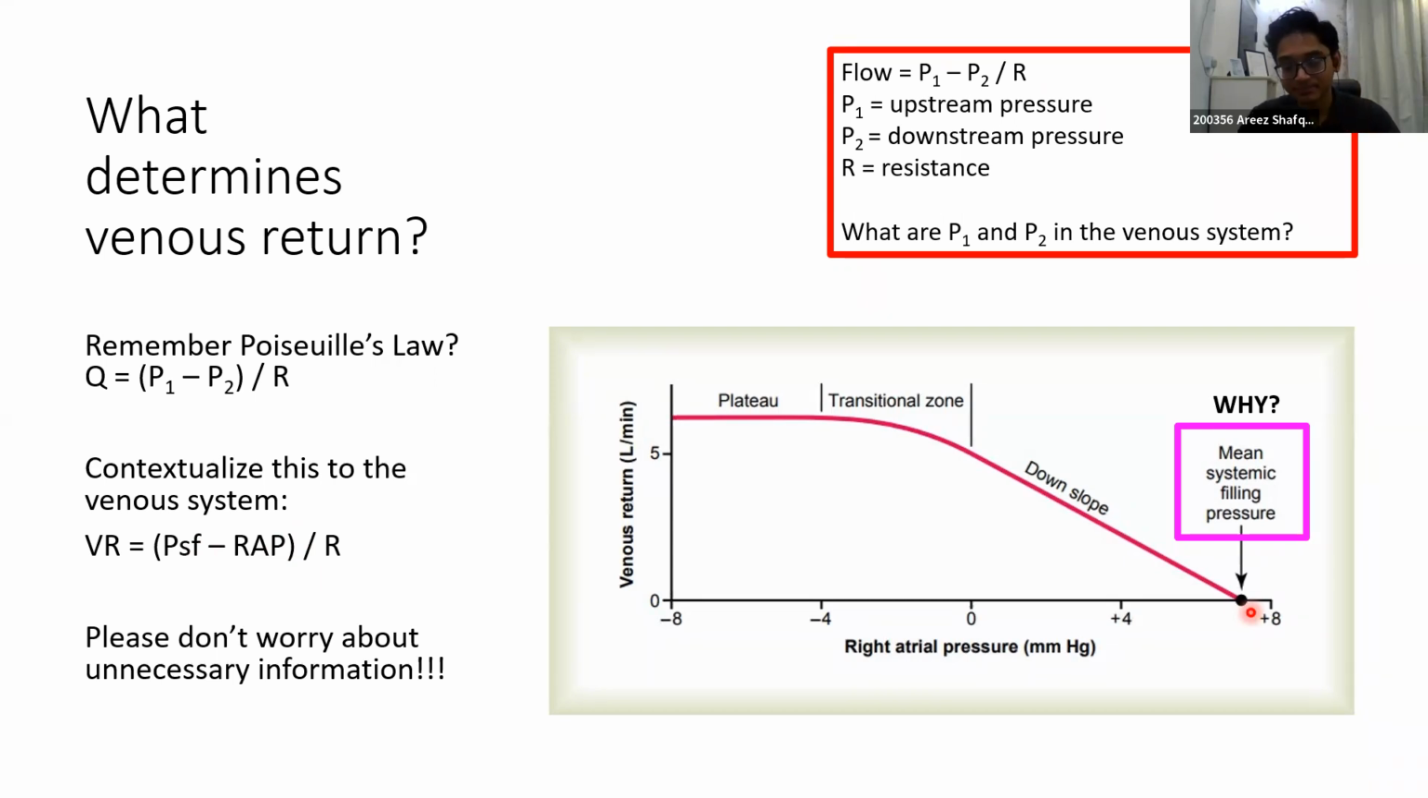Yes, okay. Good. So right atrial pressure is the same as mean systemic filling pressure. Right atrial pressure is the downstream pressure for venous return. Mean systemic filling pressure is the upstream pressure for venous return. If I increase right atrial pressure to the same value as mean systemic filling pressure, I will have no pressure gradient. If I have no pressure gradient, I have no flow. Flow in this case is venous return. So I have no venous return either. Does this make sense?